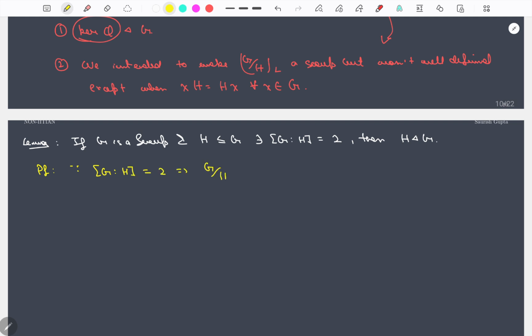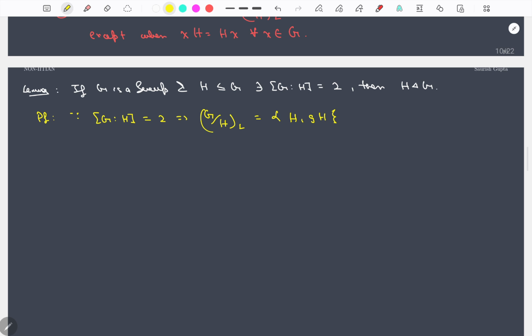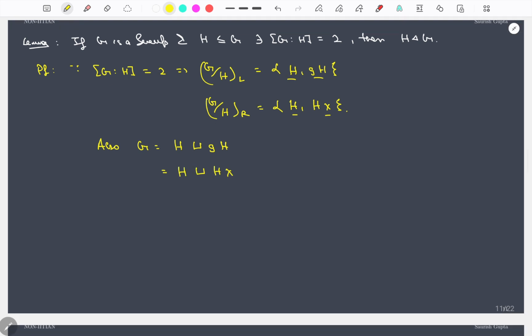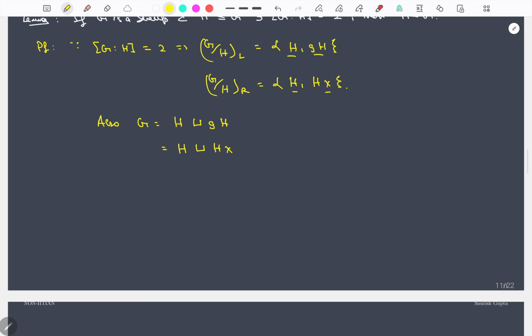That implies that G mod H, you can take the left coset, so this should be only H and gH for some g in G. Okay, and also G mod H on the right should also be H and some Hx, let's say. And we know that each of these are equivalence classes, so also G is the disjoint union of each of these elements. So H and Hx, right? Is it clear? But here's a good catch.